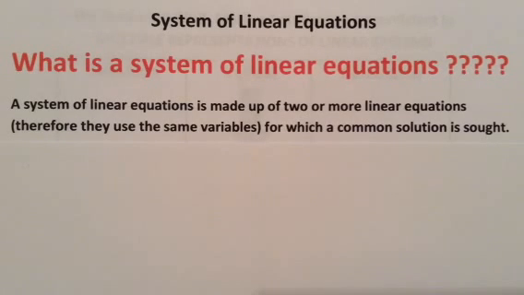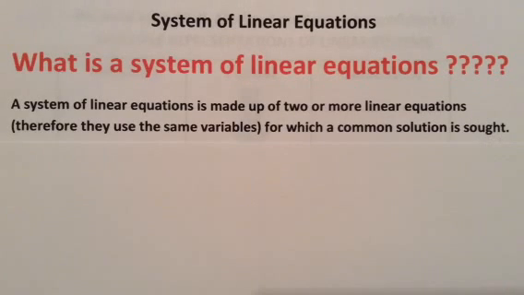Well, what is a system of linear equations? Well, here's a good definition. A system of linear equations is made up of two or more linear equations, therefore they have to use the same variables, namely x and y, for which a common solution is sought. That means we're going to try to find a solution. There's no guarantee that there is one. There may be many. There may be one. But that's what we're going to be looking for.